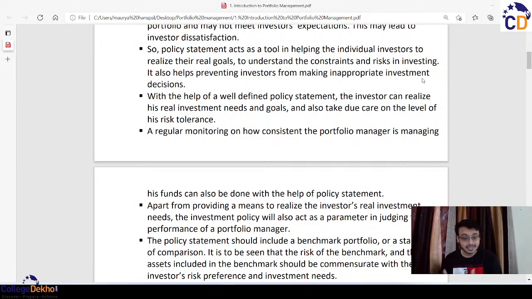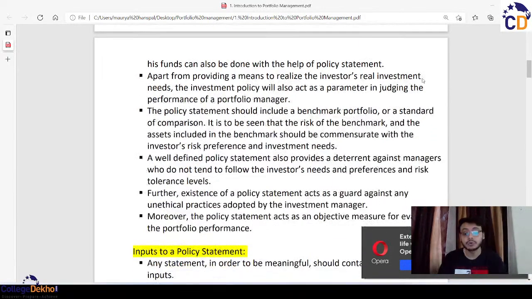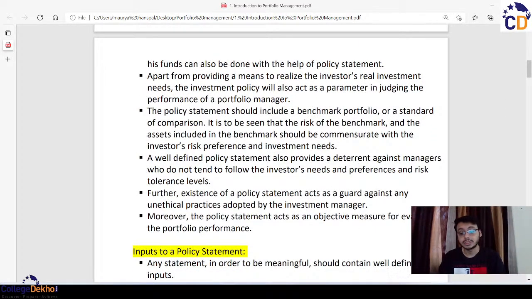Now, the policy statement should include a benchmark portfolio, a standard of comparison. It is to be seen that the risk of the benchmark and the assets included in it should commensurate with the investor's risk preference and investment needs. As I told you, the portfolio has equity, bonds, commodities, whatever it may be, and they should match your needs, wants, risk appetite, and what exactly you want from the portfolio.